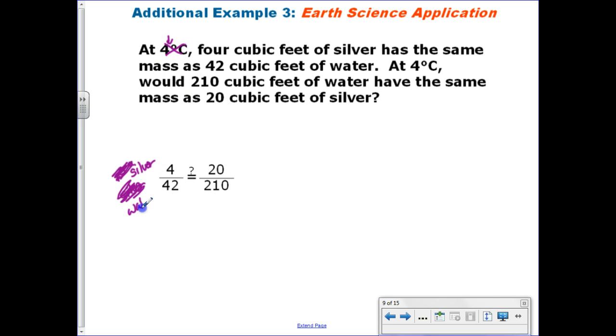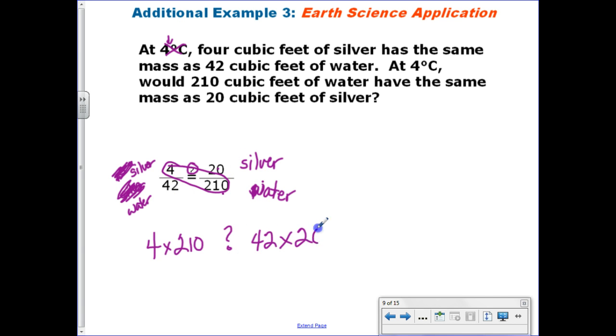Silver and water. Okay? And so they're saying, is this 210 cubic feet of water the same? Would it have the same mass as 20 cubic feet of silver? So we're basically asking, is 4 over 42 really equal to 20 over 210? Grab your calculator and let's check. I'm asking you if 4 times 210, this cross product, is this really equal to 42 times 20?